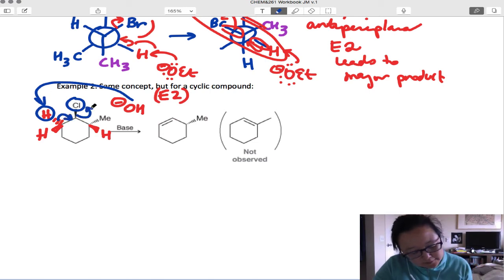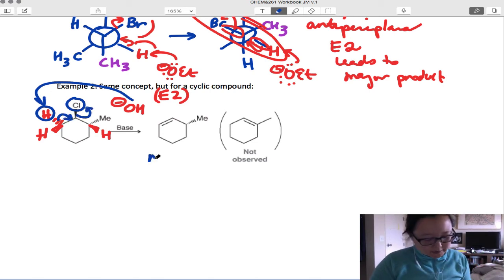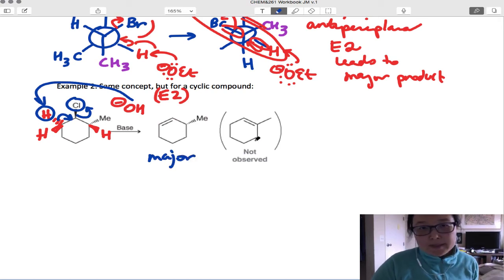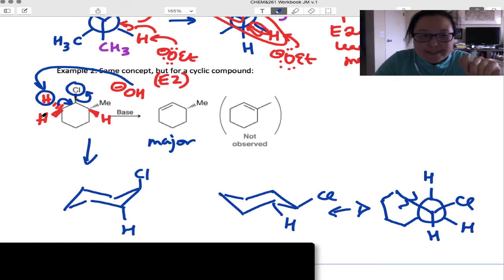There's the mechanism for E2, and that's how this is going to be my major product. And then it says not observed, or maybe in insignificant quantities to observe. We're not going to remove this because it's much slower compared to removing that one. So our major product in this case is this Hofmann product rather than the Zaitsev product. So another thing to consider is that this is cyclohexane, so we know it exists in chair forms, and I've got these two chairs here.